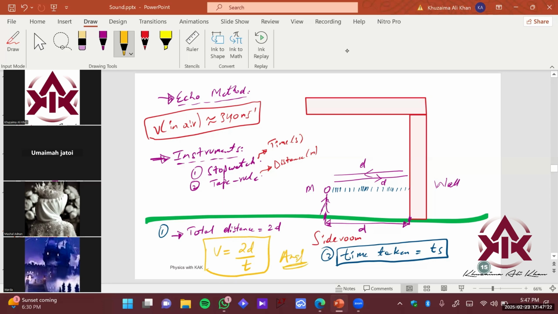This is the experiment which you should know, and you should know the instruments to use and for what purpose they are used. You should know what readings you will take, distance and time, and then what formula you will apply. So this should summarize to 6 marks, right?